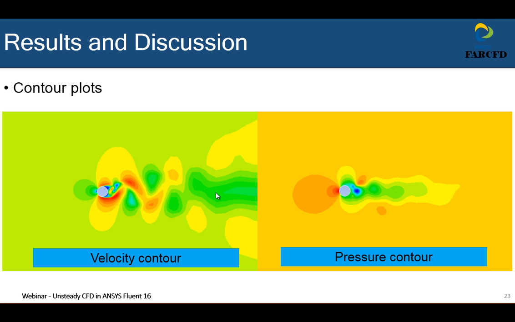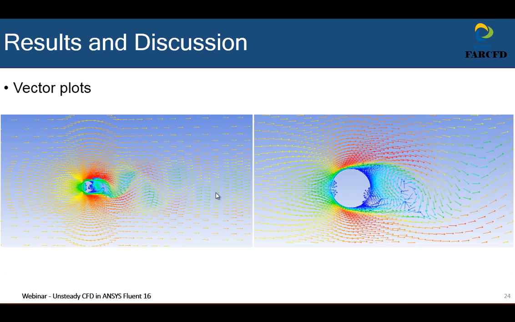Here a vector plot is shown for coarse mesh. The image on the right hand side shows a close-up view of the vector plot.